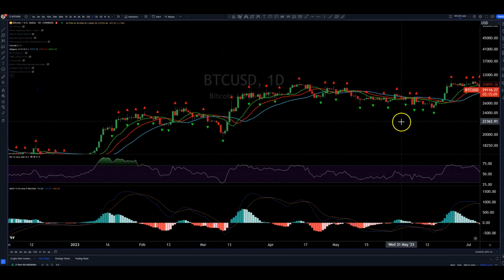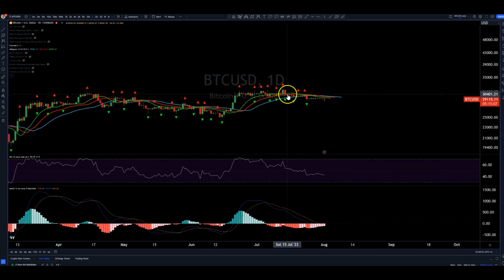Now, what did that look like? For this entry here, RSI was still above 50. MACD was red, continues to be red, right? So depending on what you want to use, what you're comfortable with, it's entirely up to you.